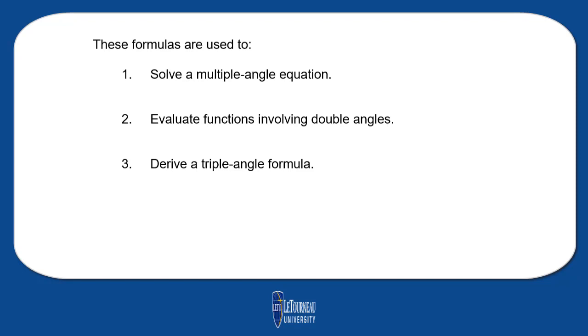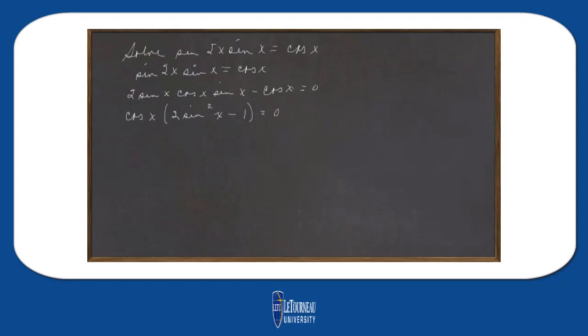Let's start with solving a multiple angle equation. All right, let's solve sine of 2x times sine of x equals cosine of x. The sine of 2x is 2 sine of x cosine of x, so we have 2 sine x cosine x minus cosine x equals 0. Factor out the cosine, and we have cosine x times 2 sine squared of x minus 1 equals 0.